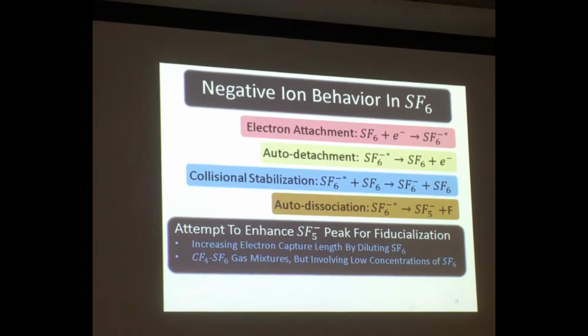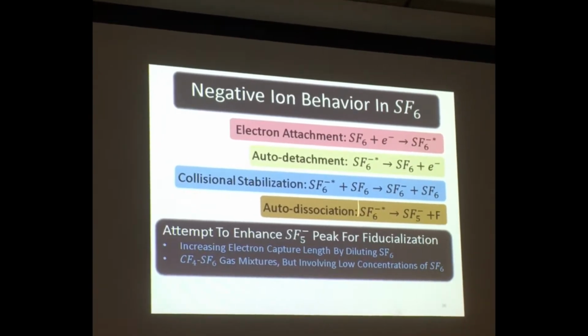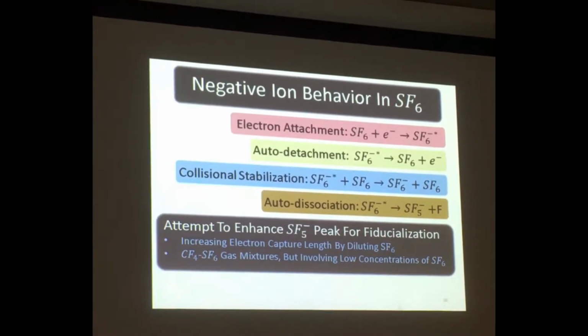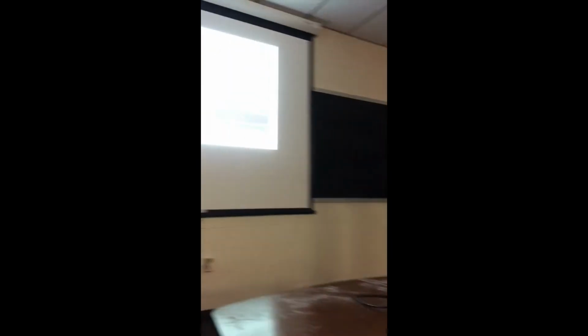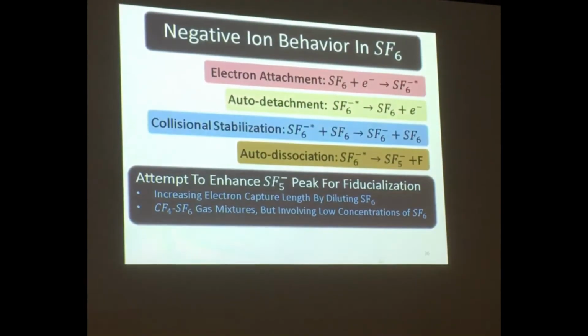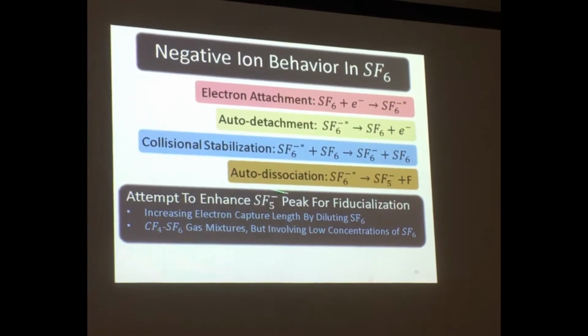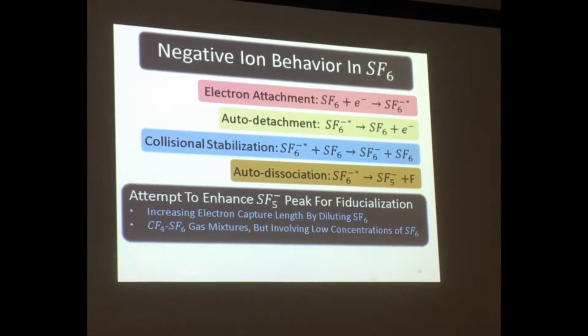And so the way we wanted to do that was to increase the capture length of this electron. Essentially, if we increase the distance over which the electron is traveling inside the detector, it's accelerating as it's moving. If we increase that distance, it's going to be captured at a higher energy. And so this SF6 minus is going to be at a higher energy state, and that should cause this reaction to be enhanced relative to this one.